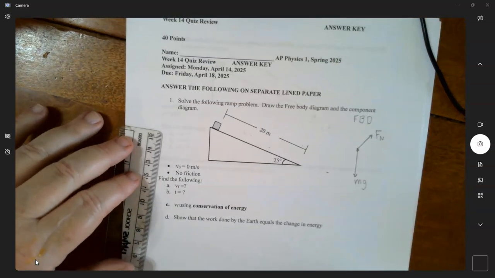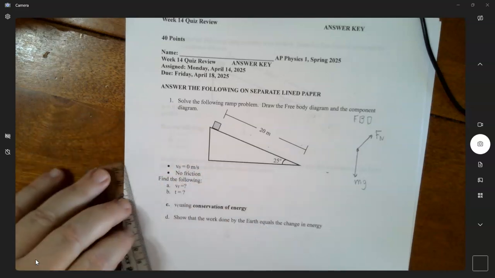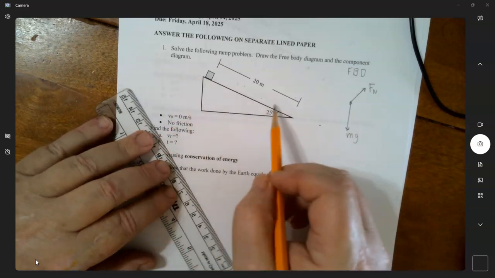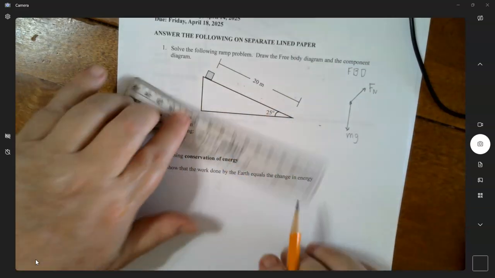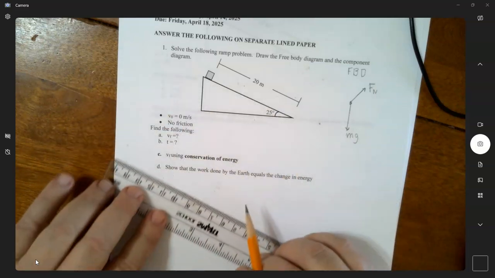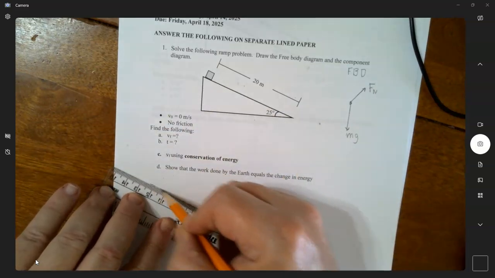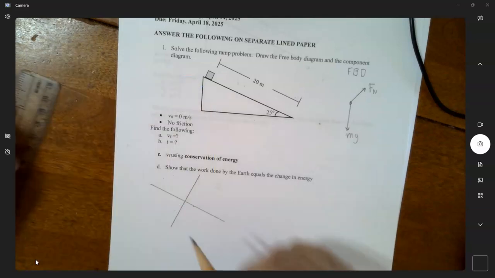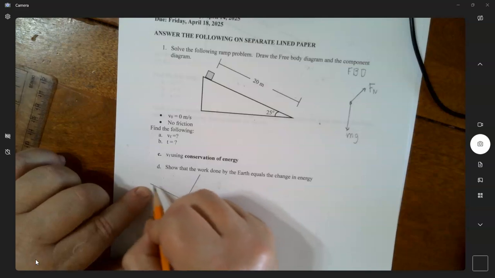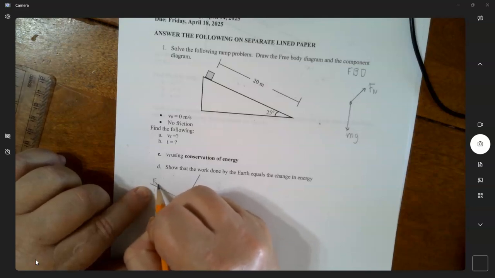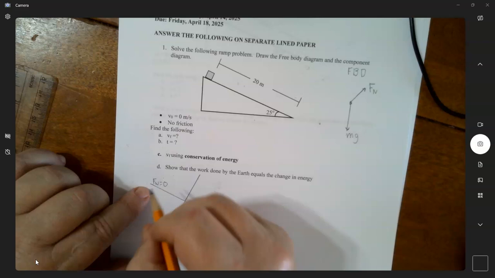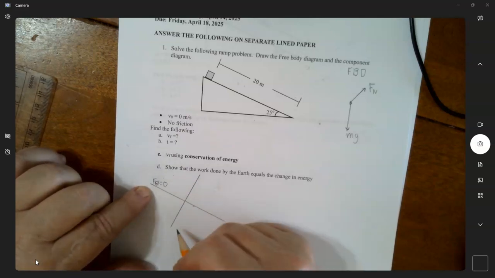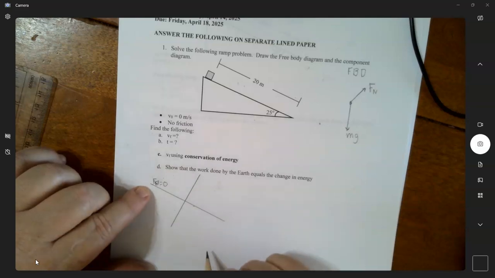Now I'm going to come down here to draw the components. The components are going to go parallel to the surface and perpendicular to the surface. So you can just take about that angle. It doesn't have to be perfect. And then perpendicular to it, like that. This one's the normal force. This is the friction force, and that equals 0. This is the normal force, and this is the ramp force right here.